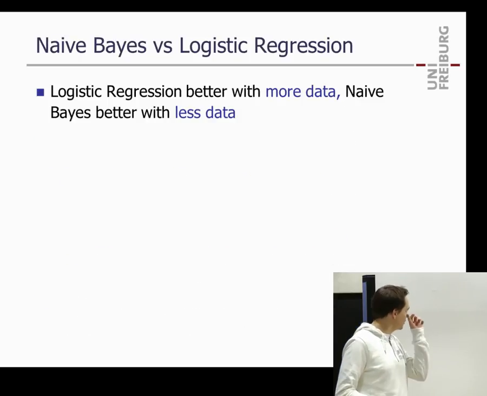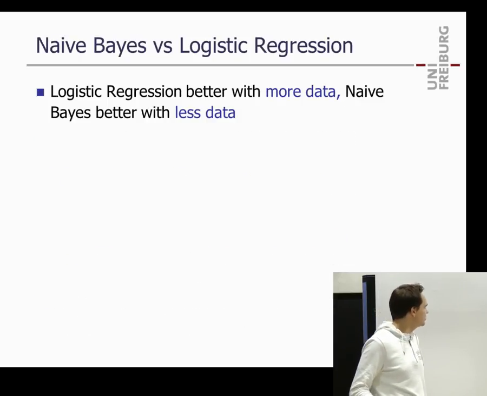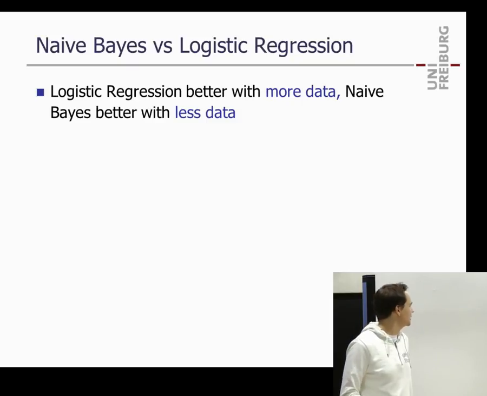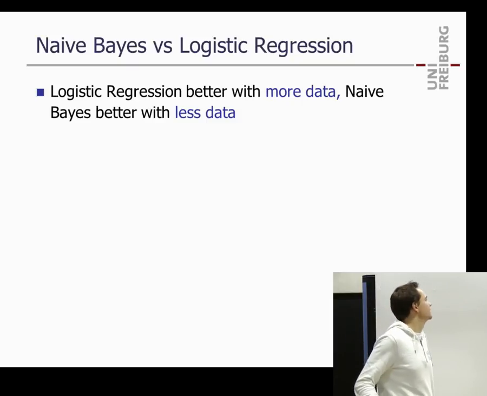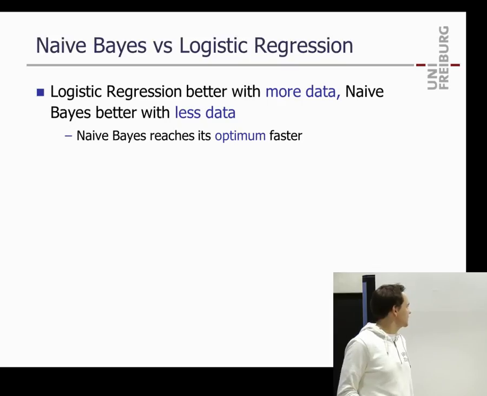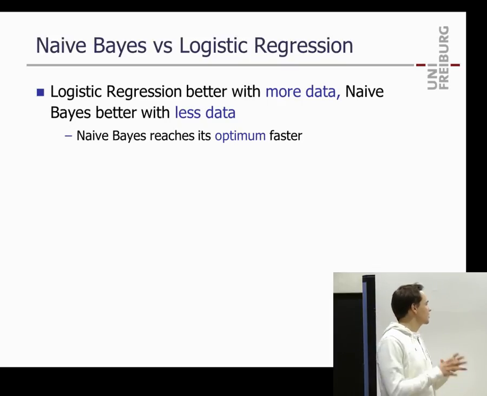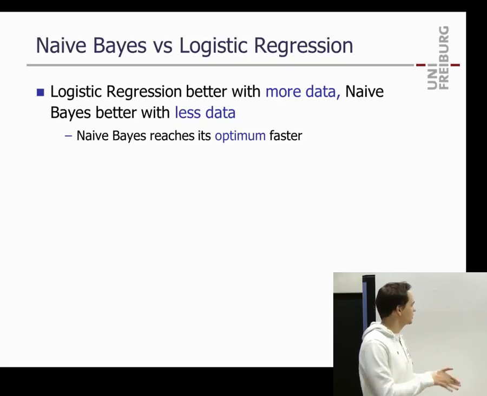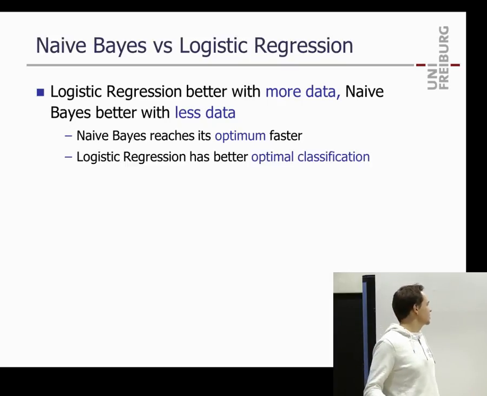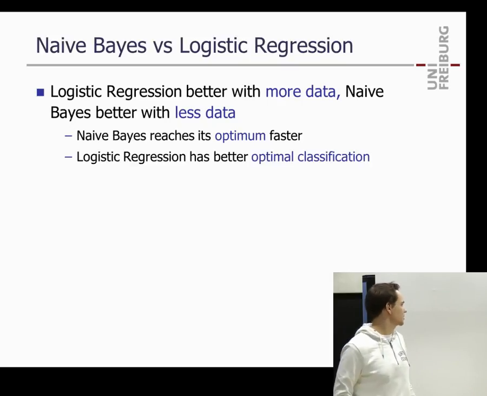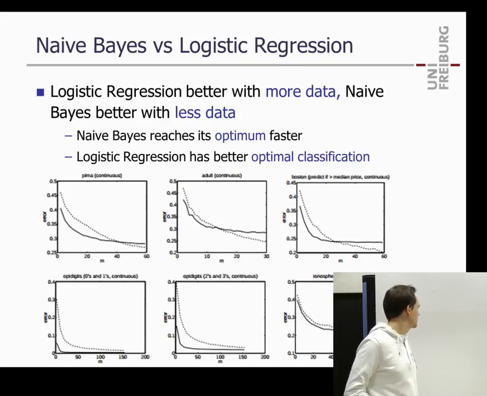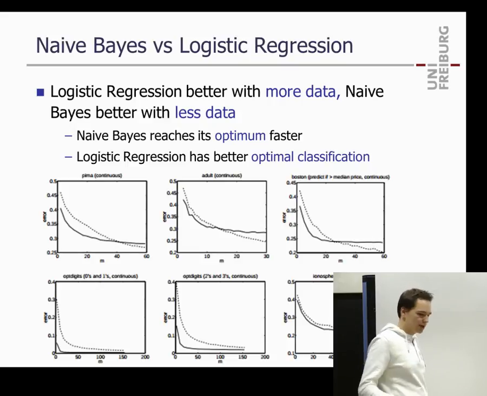Yeah, now in general, a comparison about these two. In general, logistic regression is better with more data, and naive Bayes is better with less data. What does it mean? It means that naive Bayes reaches its optimum with less training examples. So it reaches its optimal classification a bit faster, but logistic regression has a better optimal classification. So I'll show you some diagrams.